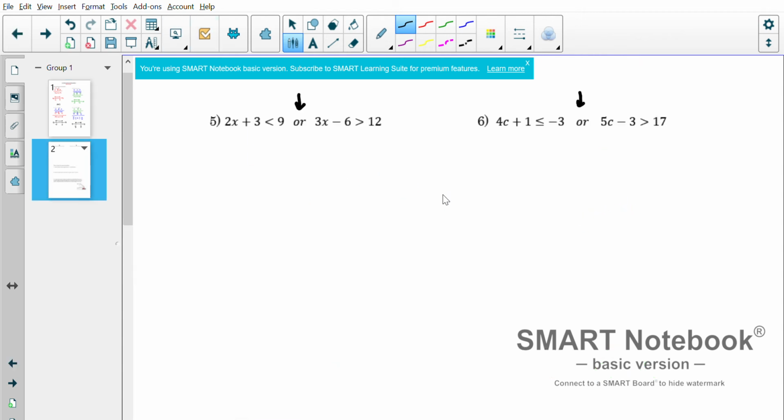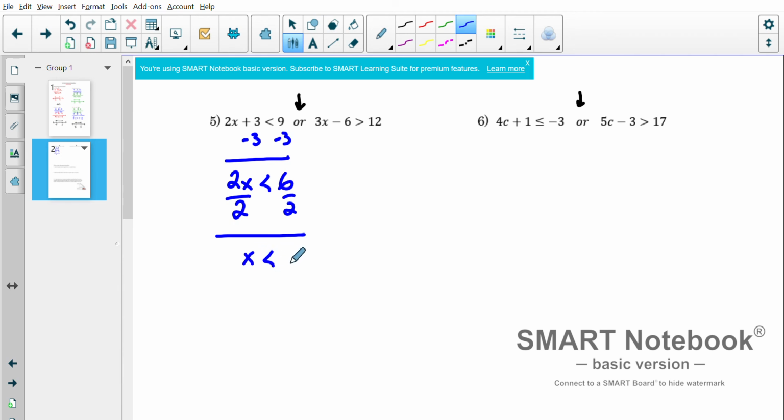For numbers 5 and 6, a little bit different here. We have or. So it is going to be one or the other, but not both. So let's walk through number 5 together. Then we'll pause the video. You guys can try 6, and we'll make sure you're on the right track. So these ones, or is exactly like what we were doing before break. You're going to almost treat them as 2 separate inequalities. So let's go ahead and subtract 3. 2x is less than 6. Divide by 2.